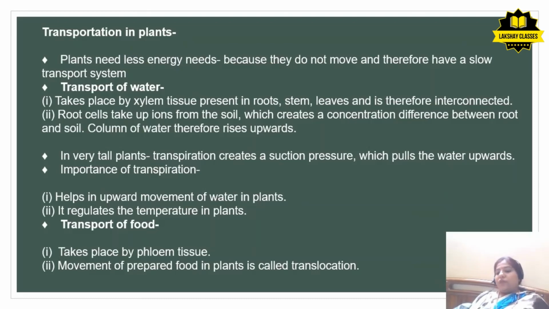Transportation of water, if you remember, takes place with the help of vascular tissue, that is xylem. Xylem tissue helps in the transport of water and minerals to different parts of the plant. In very tall plants, transpiration helps in the transportation. Then transport of food takes place with the help of the phloem tissue, and this process is called translocation.